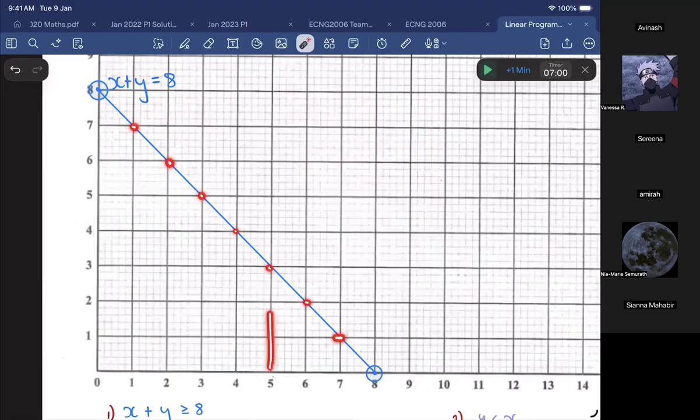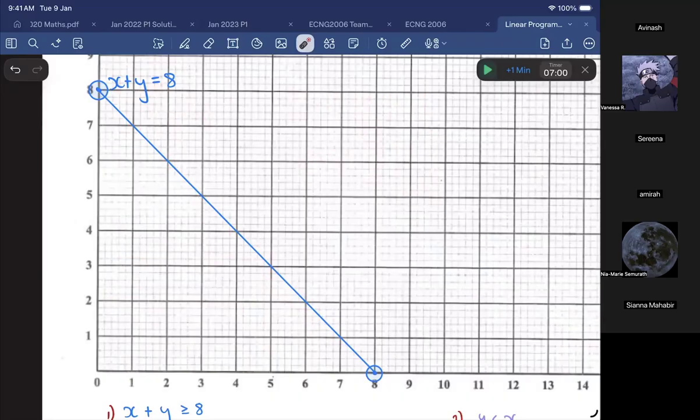So any point that is directly on the line, you're seeing it, right? Where's 5 and 3? I see 5 and 3. I see 4 and 4. Exactly. You're seeing it. Good. So any point on the line itself is going to give you an equal, right? Because it's going to be 8.